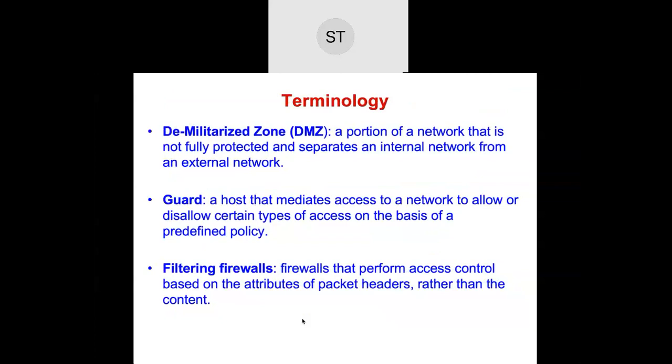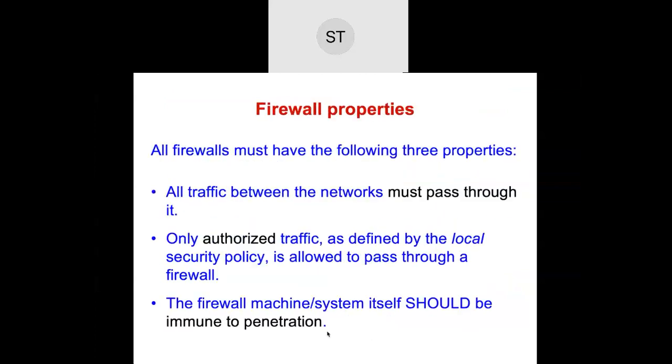So I discussed different terminologies, okay, which come into the picture. That is DMZ, filtering, guard, proxy, and all these things we have discussed. As far as properties are concerned, okay, three important things. It should be at the edge, so what we discussed is where your NAT router is, okay, which is connecting intranet and internet. At that point, the firewall is suitable. So only authorized traffic is defined.